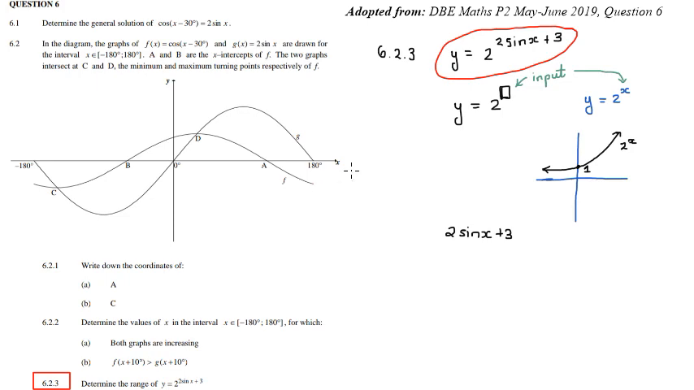Which means that if we can figure out what is the range of this function, and then take that range and put it back into this complete function, then we can determine the range of the original function y is equal to 2 to the exponent 2 sine x plus 3.